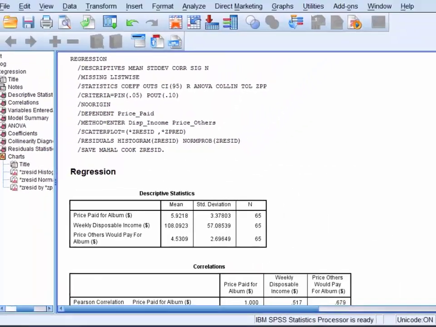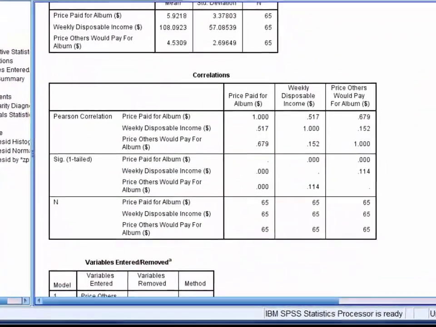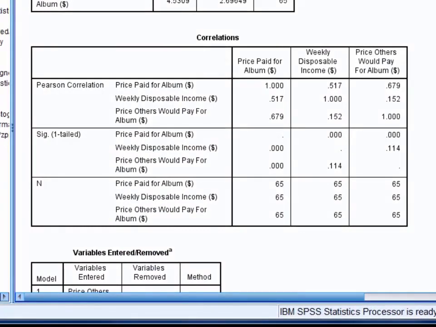The second table, which I'll just scroll down to, is a correlation matrix. In the first column, we can see that both predictors correlate substantially with the criterion. In the second column, though, we can see that they do not significantly correlate with each other.